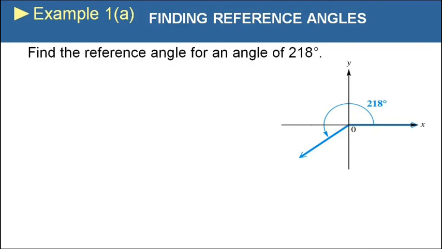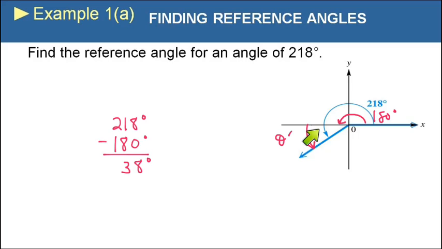So let's find the reference angle for 218. Now here they've already drawn for us 218 degrees in standard position, and the reference angle is this little bit here. Now if the negative x-axis represents 180 degrees, then the difference between 218 and 180 is going to be our reference angle, which we call for this part of the section theta prime. That's 180 right there, and then here's theta prime. So if we just subtract, the little reference angle is 38 degrees.